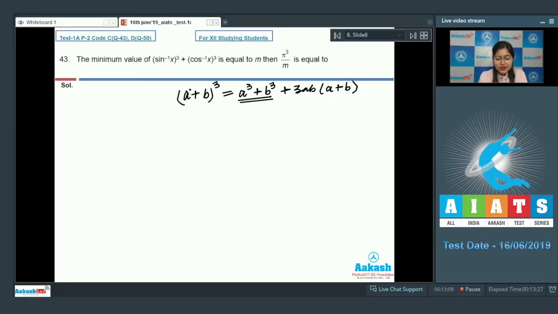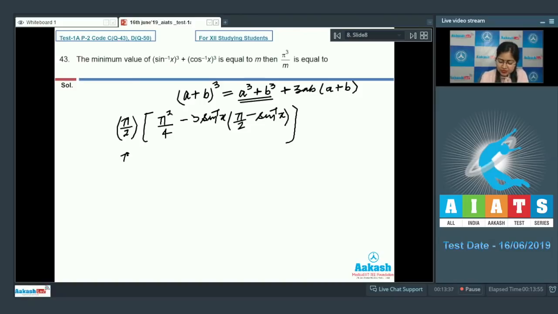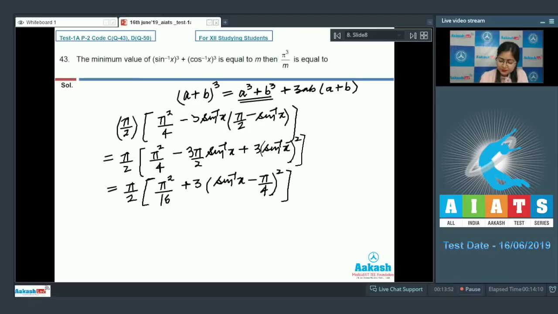So we can write sin inverse x plus cos inverse x, that is the value of a plus b here is pi by 2. So we can write it here pi by 2 taking common (a plus b) whole square, that is pi square by 4, minus 3 times ab, that is sin inverse x into cos inverse x, which can be written as pi by 2 minus sin inverse x. So this is what we get from here. So that is equal to pi by 2 multiplied with pi square upon 4 minus 3 pi by 2 multiplied with sin inverse x plus 3 times (sin inverse x) whole square.